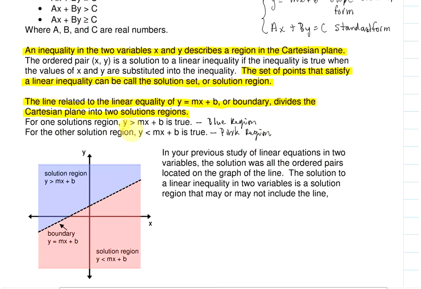Okay, so provided that y is on the left-hand side of the inequality, if the inequality is greater than, it means above the line, and if it's less than, it means below the line. And the solution to a linear inequality in two variables is a solution region that may or may not include the line. So if it's a dotted line like this one, then the line is not part of the solution. If it was a solid line, then the line would be part of our solution.